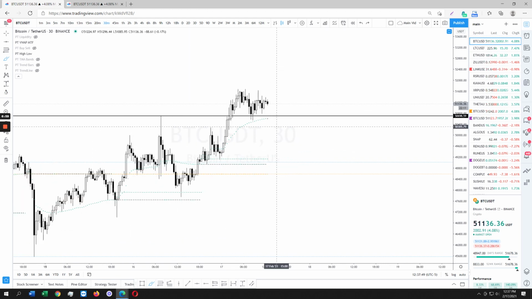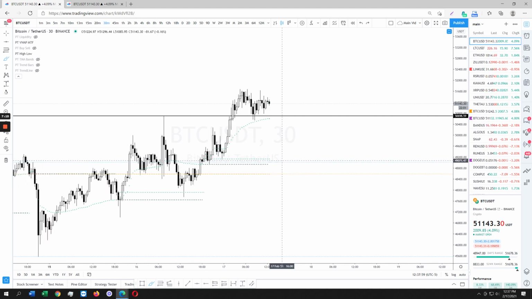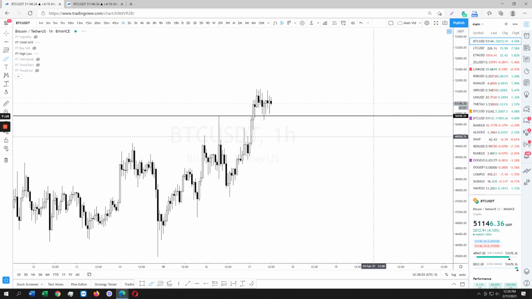Now, what happens if we do happen to break under the daily VWAP? Well, then you want to target most definitely your previous daily VWAP and your daily open down here, which is going to be $48,000 to $49,000, and you also have your weekly open as leverage. So, what other confidence do we have? Well, we have the daily, the 1 hour OB.